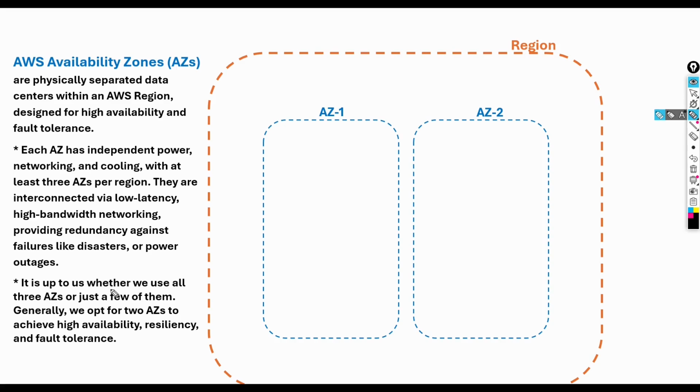It is up to us whether we use all 3 AZs or just a few of them. Generally, we opt for 2 AZs to achieve high availability, resiliency and fault tolerance. For example, I can create a few servers in AZ1 and a few servers in AZ2. Those AZs are interconnected with high bandwidth, and that is managed by Amazon. In case one AZ goes down, we can have these servers available from the other AZ. That's why we use multiple AZs in one region.